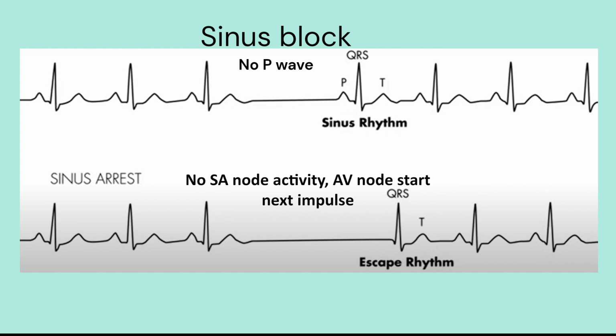P waves will also be completely absent if there is a prolonged period of sinus arrest or SA block. In SA block, the SA node depolarizes but the impulse does not reach the rest of the atria. And in sinus arrest, the SA node does not depolarize at all.